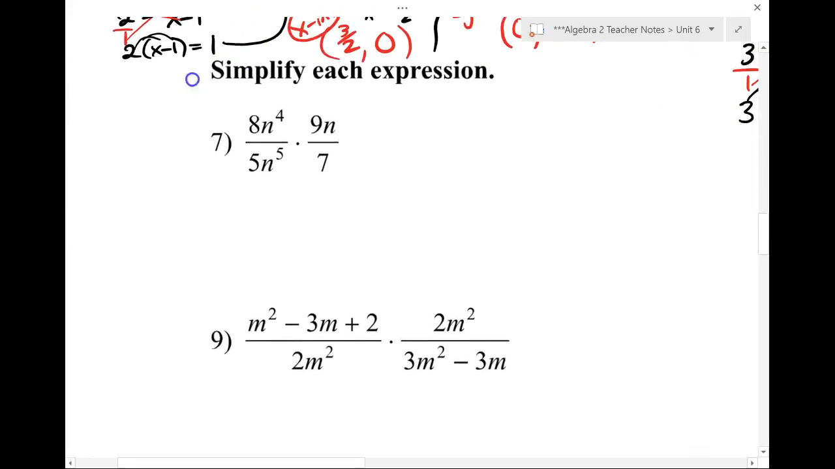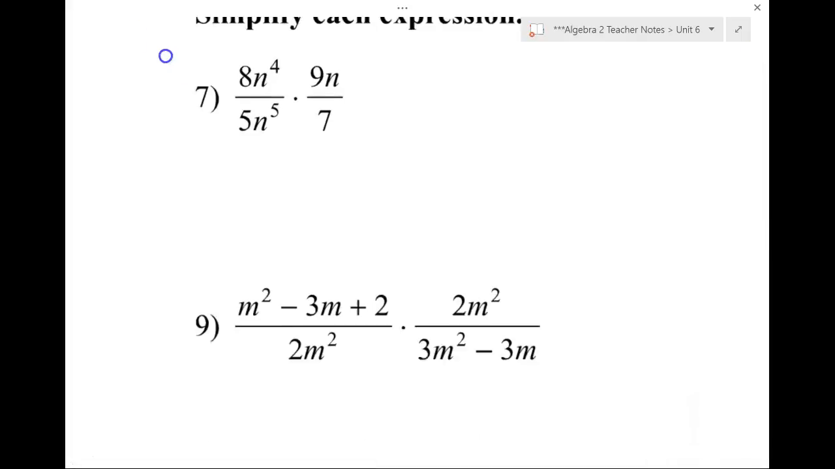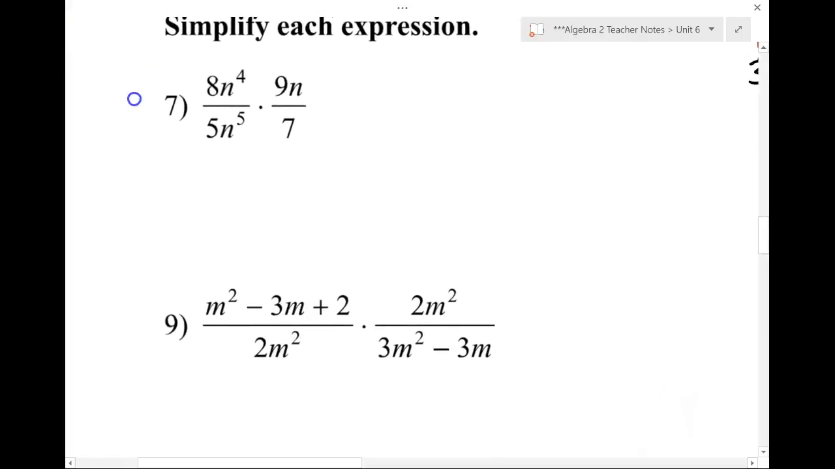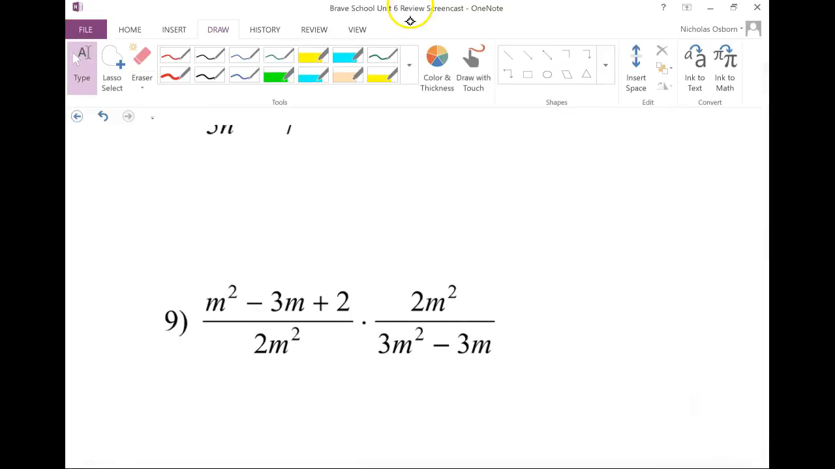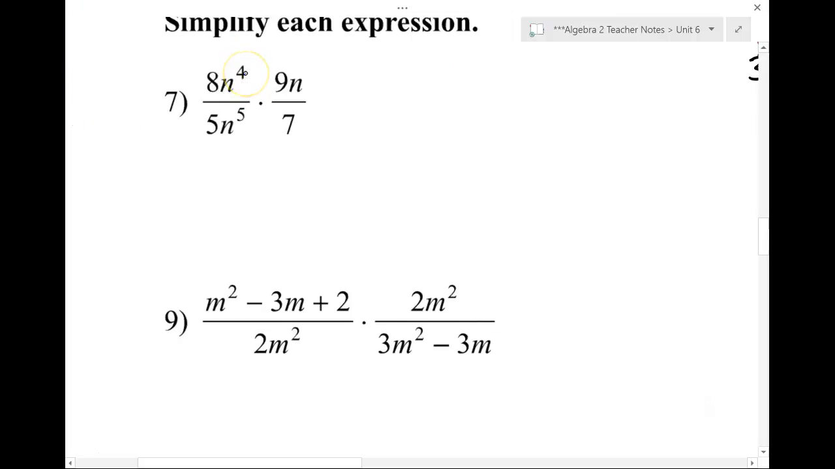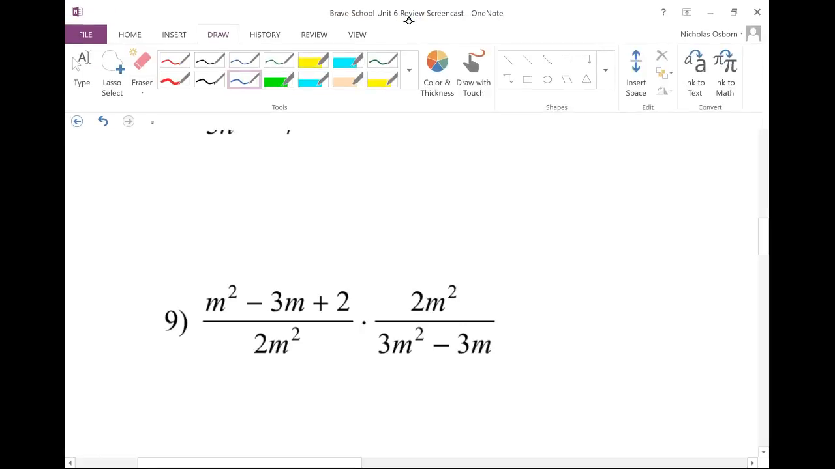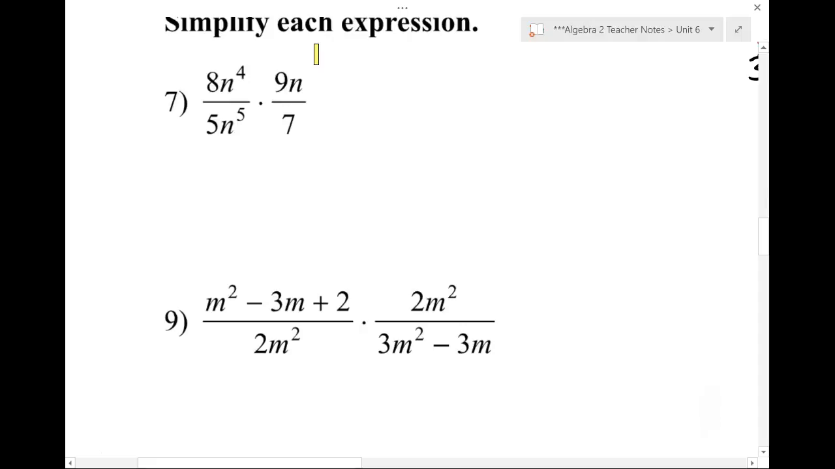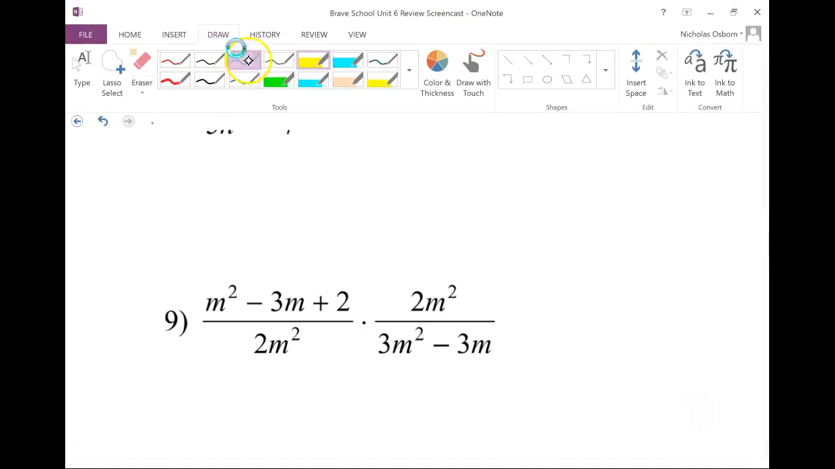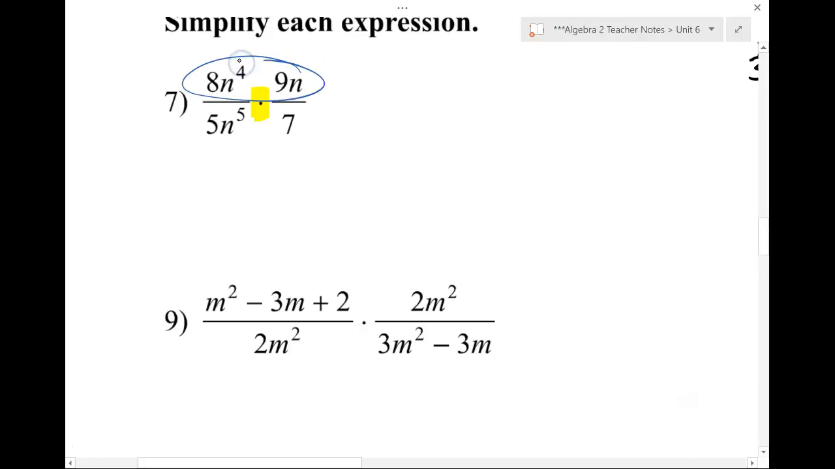Okay, so now we're going to do some simplifying of rational expressions. Okay, so let's look at this one here. Now, what we have in the middle between the two rationals is a multiplication. If we have multiplication, that just means we're going to combine the top by multiplication and the bottom by multiplication. So let's just combine them in the first step.